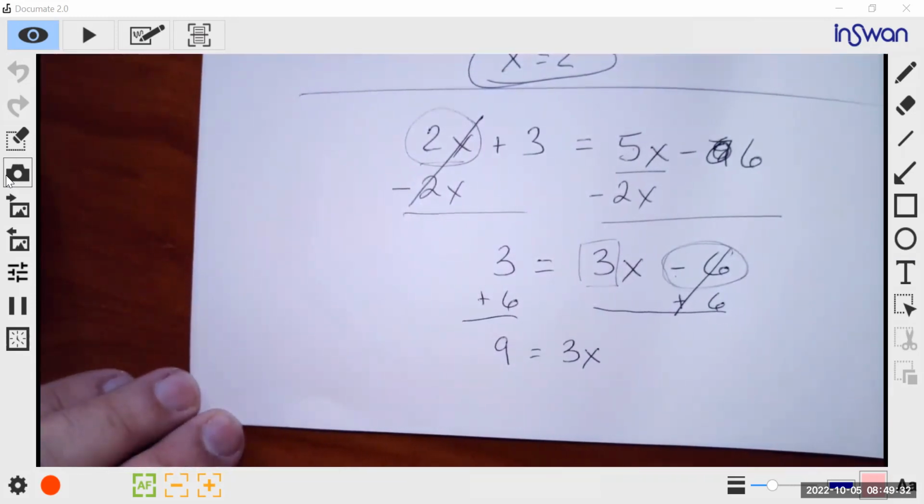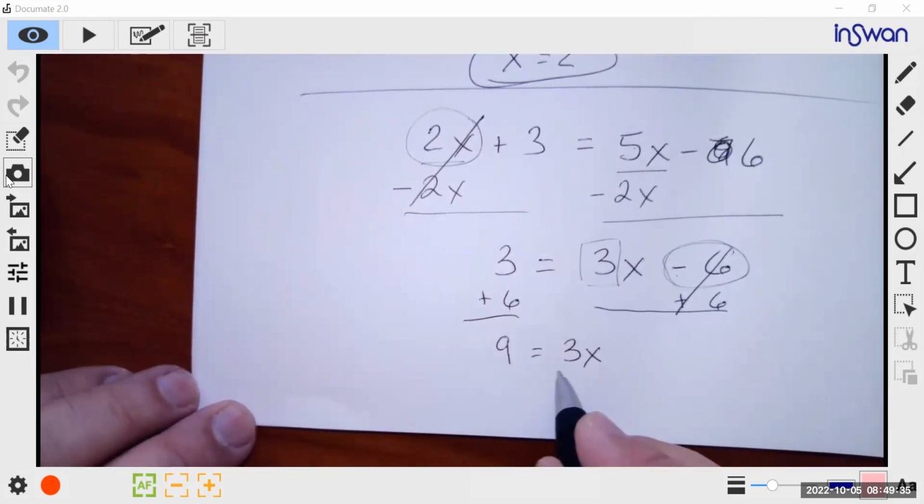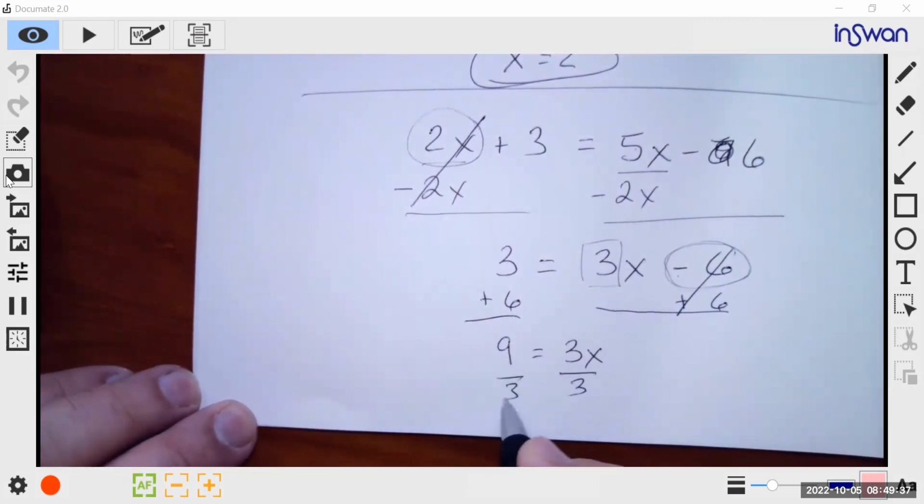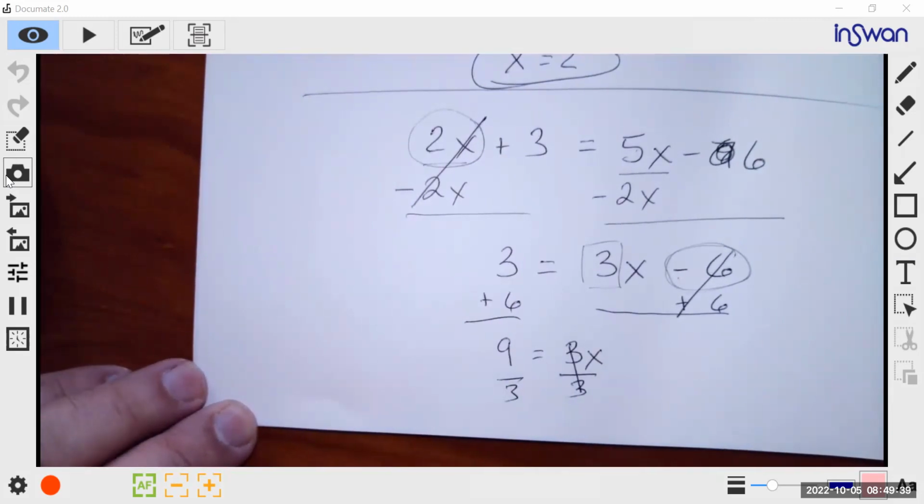And the last step, divide both sides by 3. So x equals 9 divided by 3 is 3.